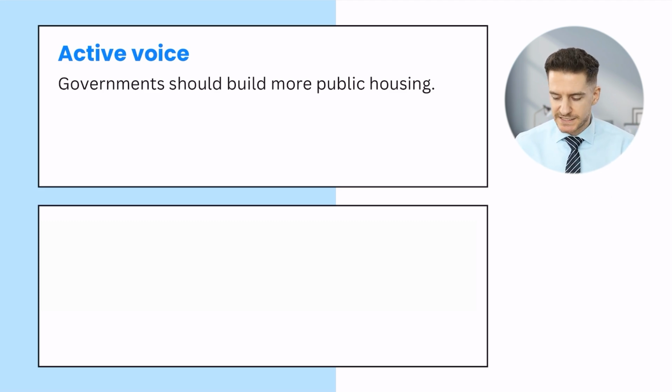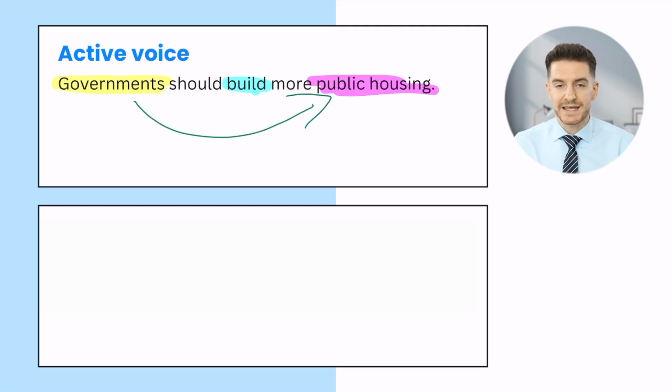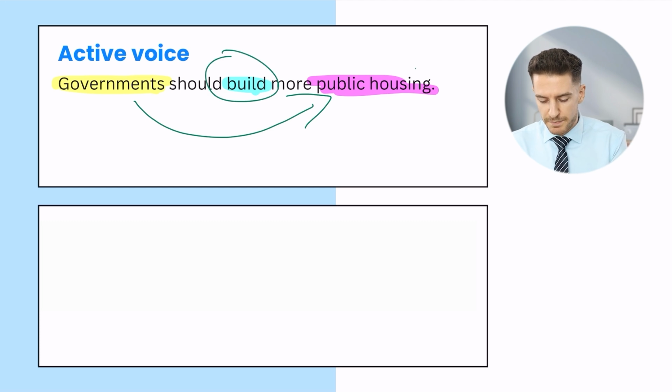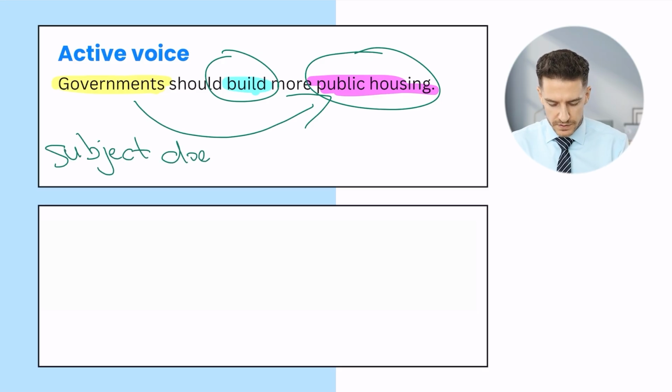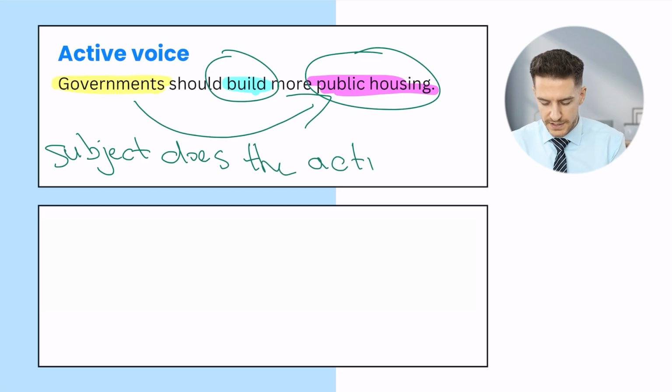So let's firstly look at an active voice sentence. As you can see, this first sentence, it says governments should build more public housing. So governments, that is the subject. Then we've got a verb, build, and then we've got the object. And with this sentence here, the government or governments are doing the action. The government is the thing that is building the public housing. Okay, this is an active sentence where the subject does the action. Okay, so the governments should be doing the action, which is building more public housing.